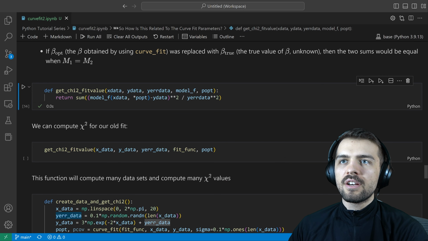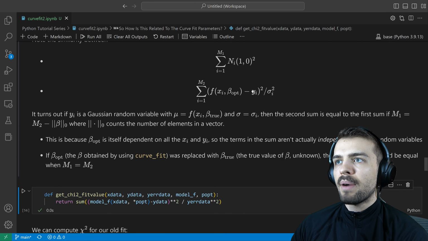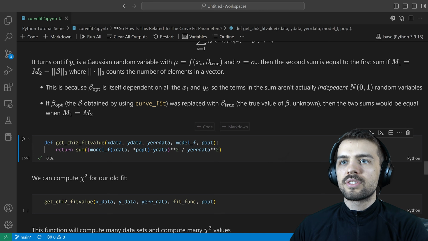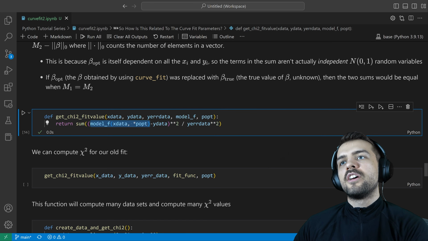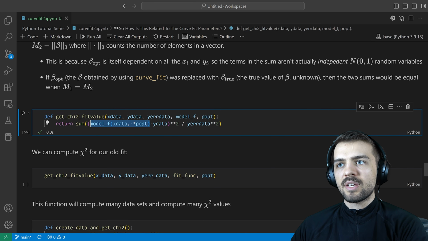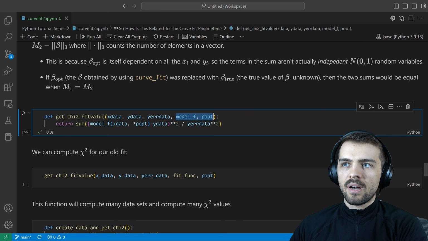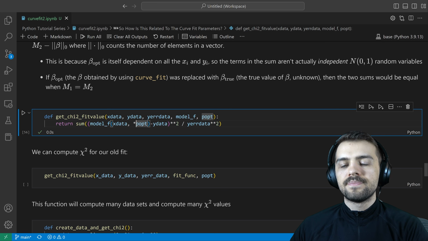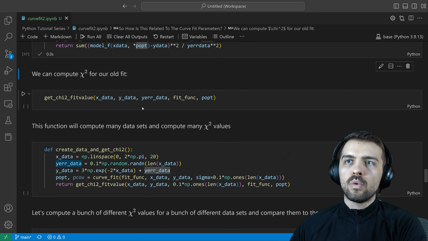So I've written a function here. All it does is it evaluates this sum. I plug in my x data, my y data, my optimal parameters, my model function, and the error on my parameters. And I basically evaluate the model function from x data and the optimal parameters, subtract the y data, square it, divide by the sigma squared, and this basically will give me the chi-squared value for this particular data set and the particular fit function that I have. So I can run this, and let's actually compute the chi-squared value for our old fit.